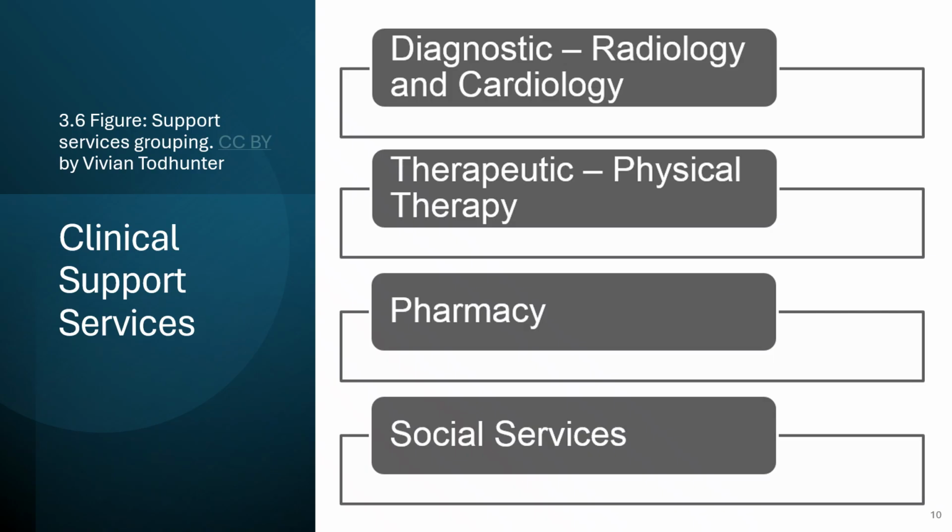It could be pharmacy, overseeing the acquisition, storage, and safe dispensing of medications. And it can be social services, which provide things like counseling, help connect families with financial assistance, and help coordinate discharge planning. It's worth noting that reporting structures can vary. For instance, in some organizations, the laboratory may be grouped under clinical support services, while social services might report to nursing. Every one of these departments depends on technology.